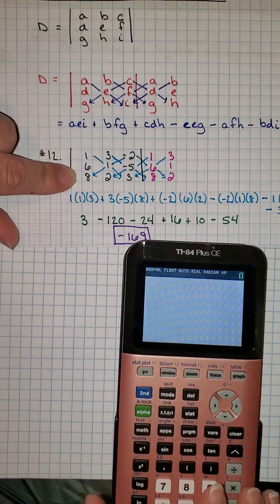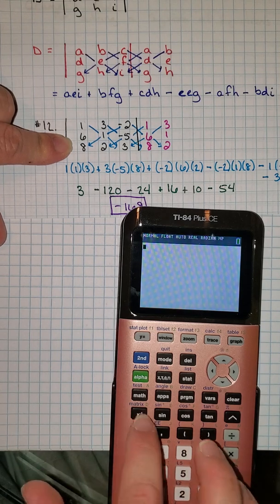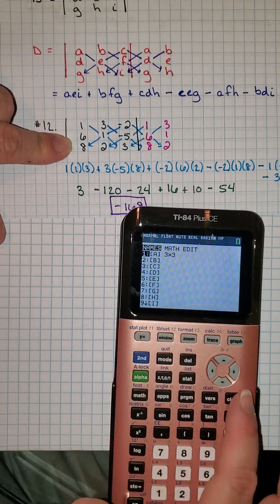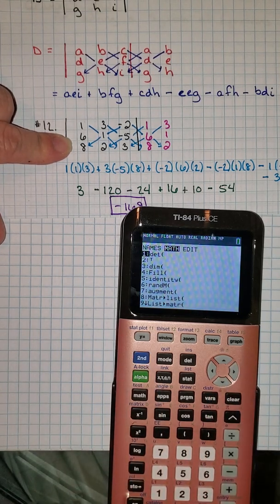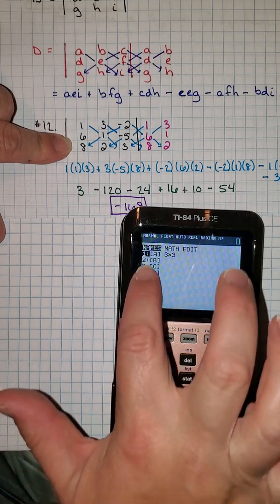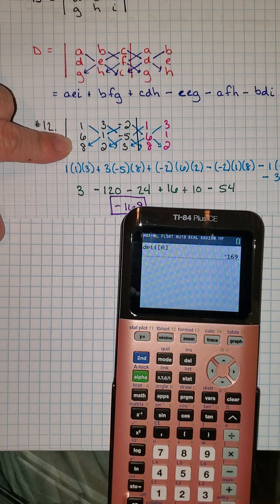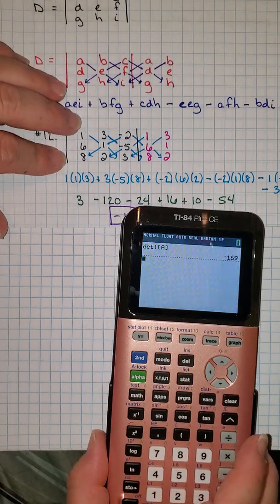Okay, go back to our home screen, second quit to home. Then I want to find the determinant of it. If I go second matrix, math, it's actually number 1, DET, that's determinant. So determinant, and then I go back to the matrix menu of number 1, the one I just entered, matrix A, and there's the answer, negative 169. So then we know we did it right. Okay, so that's for those of you who do have the graphing calculator.